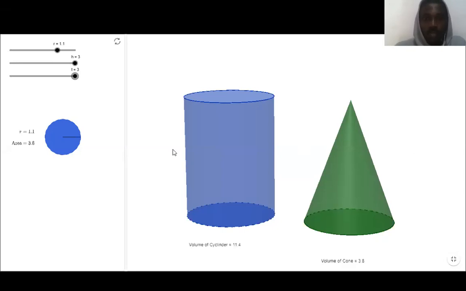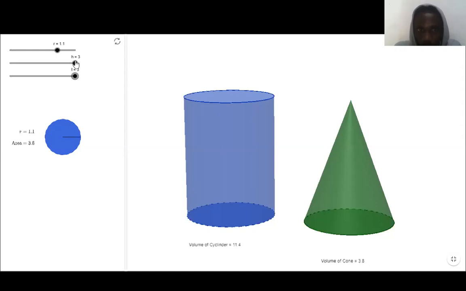Now, watch what I'm trying to explain here. If you observe, I have a cylinder on my left and a cone on the right. The cylinder is blue, the cone is green. At the bottom, it states the volume of the cylinder is 11.4, while the volume of the cone is 3.8. Now calculate: divide 11.4 by 3, and you get 3.8.